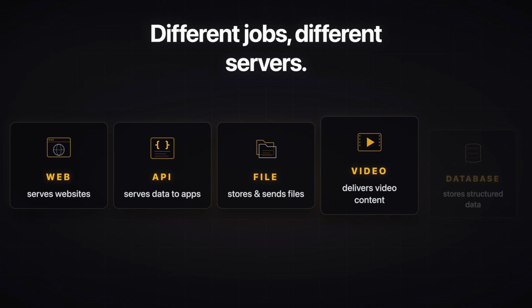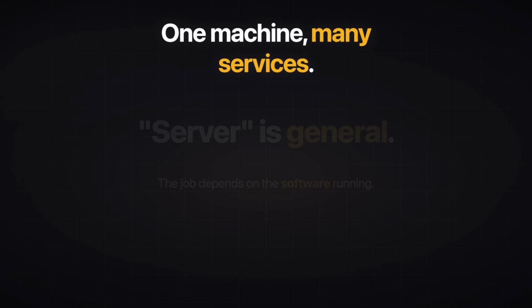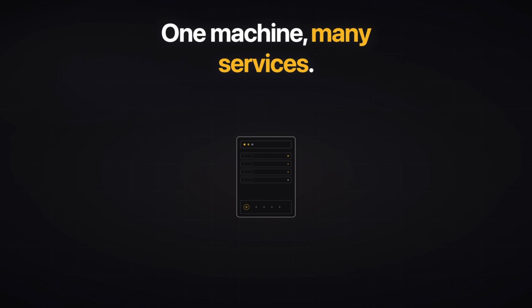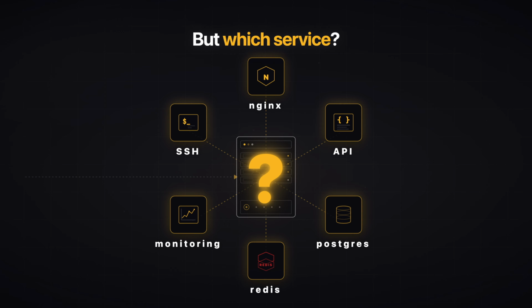Now here is the important part. One server machine can run many services at the same time. It might run a web server, an API server, a database, SSH, Redis, or monitoring tools. So the IP address gets your request to the machine. But the machine still needs to know one more thing. Which service should receive this request? This is the problem that ports solve.